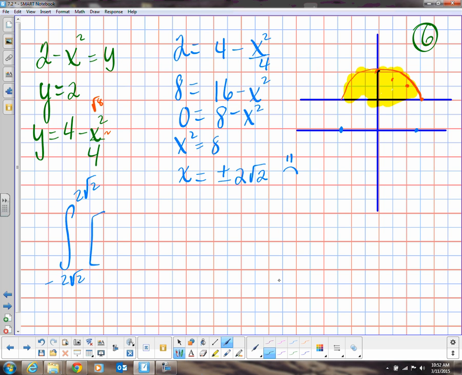Okay. So from here, what are we spinning around, by the way? What's the axis of symmetry? Axis of revolution. The x-axis? So is this a disk or a washer? It is a washer. So we go from the axis to the outside, axis to the inside.